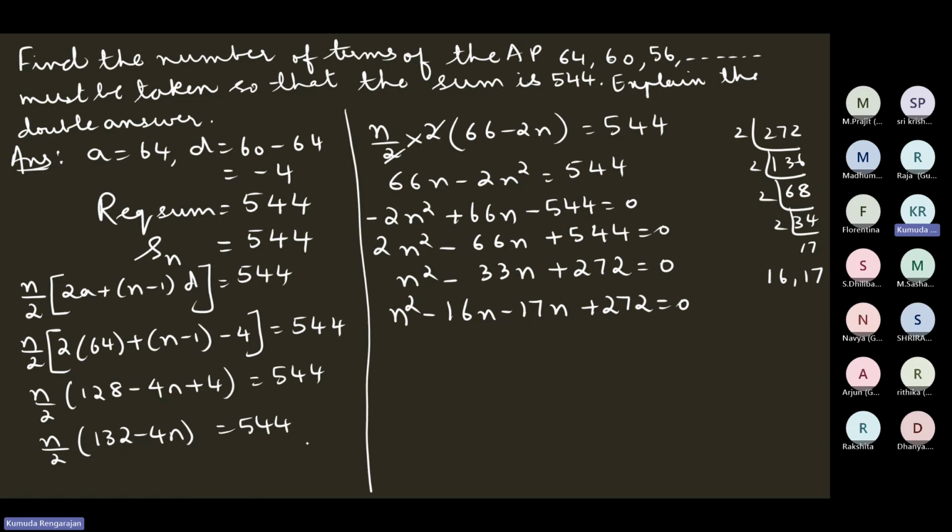I found the factors of 272. So 2 to the 4, 4 to the 8, 8 to the 16. 16 and 17. You can split the middle term using 16 and 17. 16 and 17 will give you 33, minus 16 minus 17. And the product is plus 272. Please complete this, children. I'll just get back.